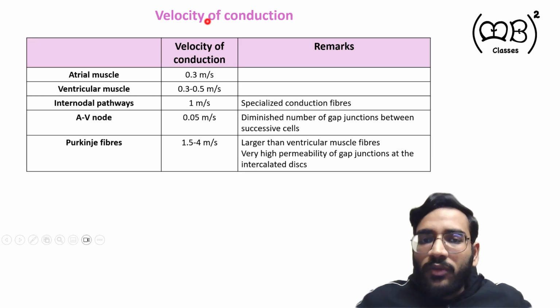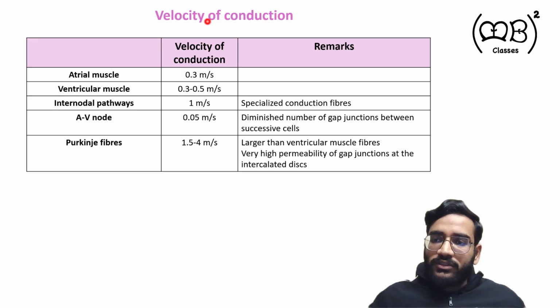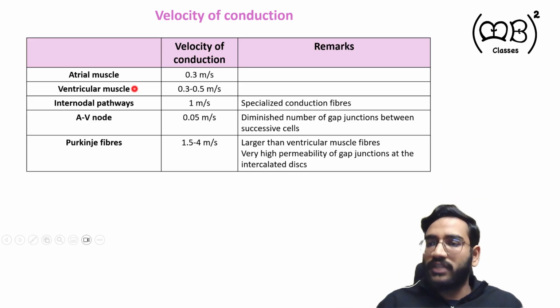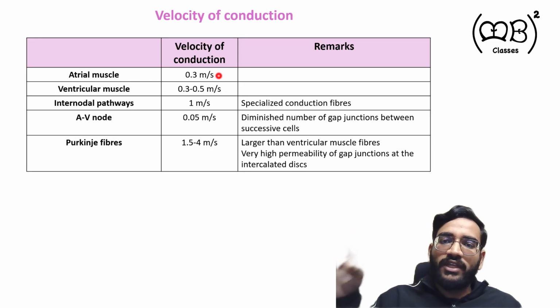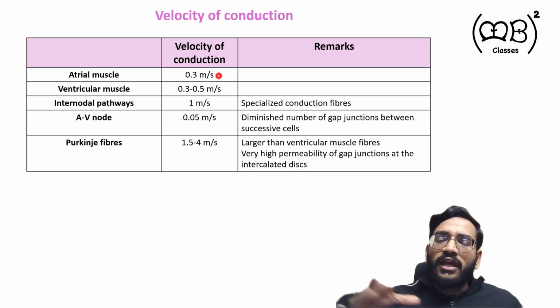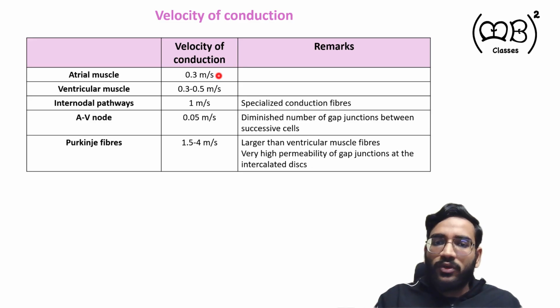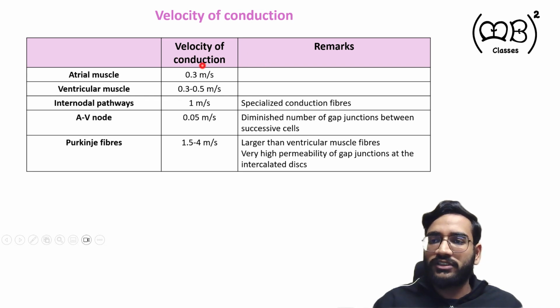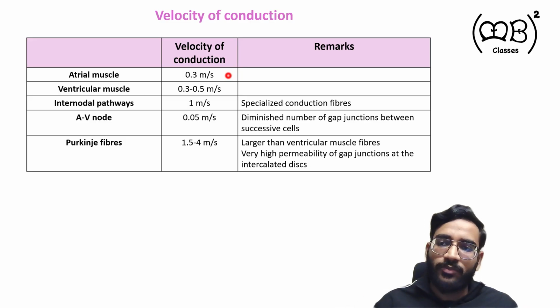Now, the most important thing would be the velocity of conduction in all these fibers. The velocity of conduction in atrial muscle, the musculature, is 0.3 meter per second. So whenever any impulse is generated in the SA node, the SA node fibers are connected to the atrial fibers, and that will lead to stimulation of the atrial musculature fibers, and because of the interconnections in the atrial muscle, the conduction will happen at the rate of 0.3 meter per second because of the gap junctions which are present. So it makes an atrial syncytium.